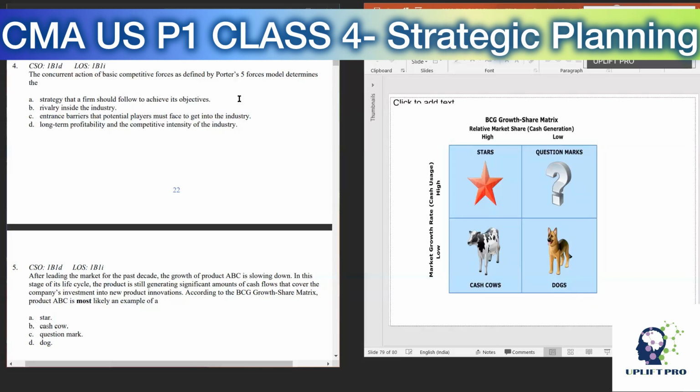According to the BCG growth matrix, product ABC is most likely to be an example of cash cow because the star phase was in the last decade. Now it is generating cash, but it is not selling much. The sales are coming down, but there is revenue coming in because of its establishment. You're not spending too much. Your costs have come down. The cost saving, which you are not spending on advertising or promoting the product, is going into product innovation. That's the gist of it. Clear? Everybody got that?